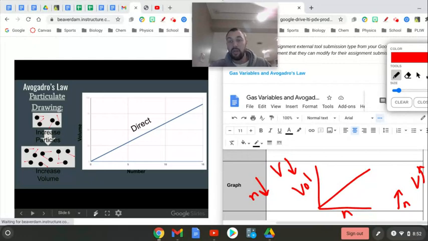If I have a balloon and I decrease the number of particles in there by popping it and letting some particles escape, or waiting a bunch of days and particles slowly kind of seep out of the balloon, we see that the balloon deflates. It doesn't take up as much space as it did before, and so we get a direct relationship.